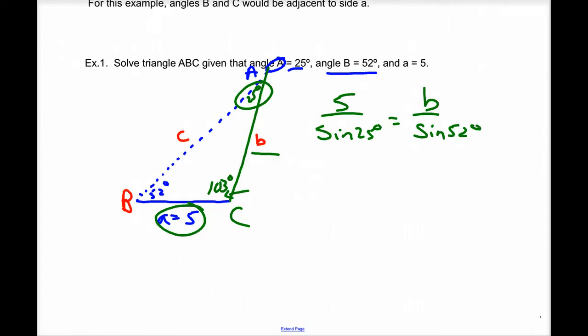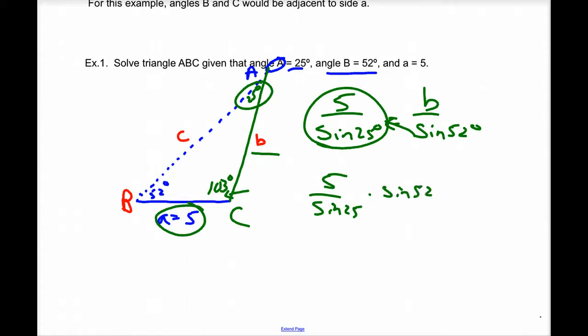Now to find b, all I need to do is divide the 5 over sine 25 and then multiply by the sine 52 over. So I would divide like this in my calculator, then multiply by sine 52, and that's what b is going to equal. So it's calculator work from here.